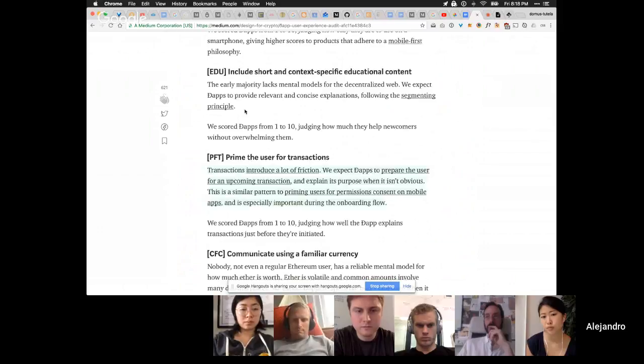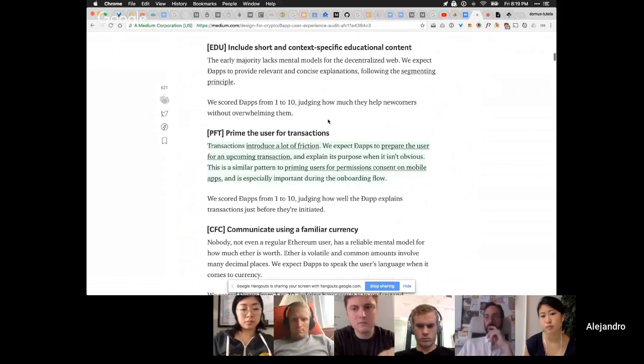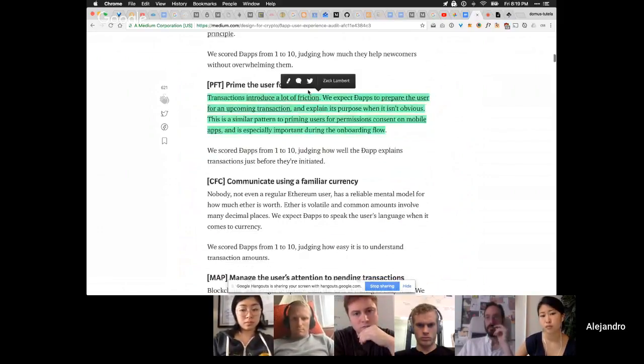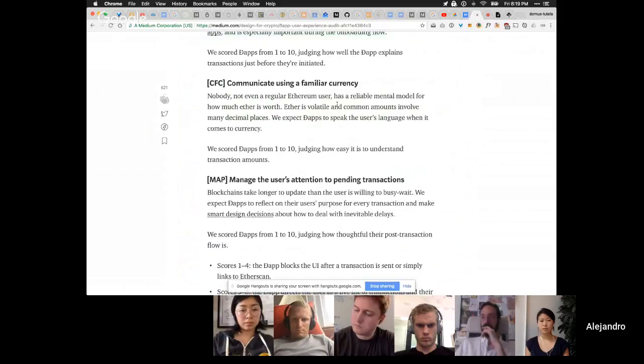Educating people in the space is very important too. So include tidbits of information that are relevant or contextual. You don't want to overwhelm the user with a lot of education that's not likely to be followed or is likely to be dismissed. You want to be timely in your interventions. You want to tell people before you introduce a transaction, hey, I'm going to do this, and this is going to be the outcome. Kind of like when Facebook, or some other application, asks you for permission for notifications and so on. This is important to set users' expectations. You also want to communicate with a familiar currency.